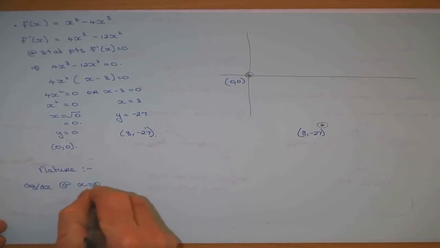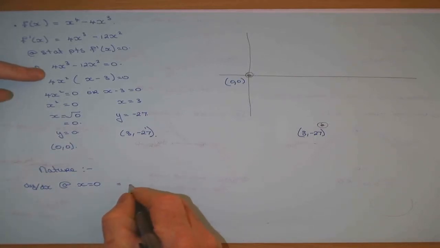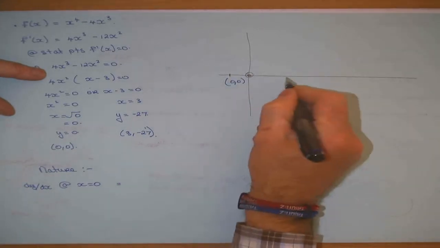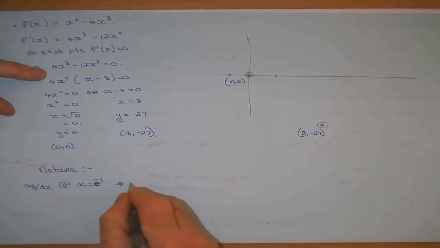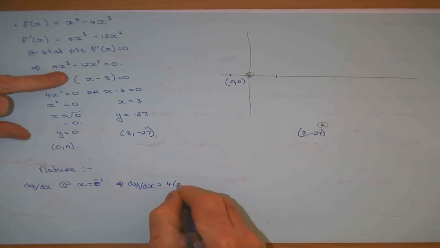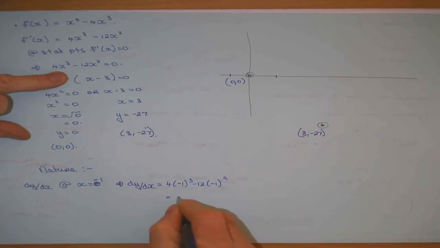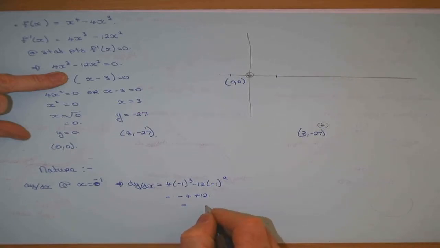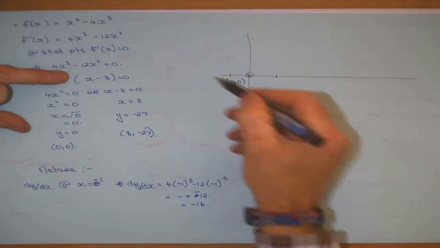at x equal to 0. At x equal to 0, dy/dx is, no, I can't take 0, so I have to go either side of the 0. At x equal to minus 1, that implies that dy/dx is equal to 4 times minus 1 cubed, minus 12 times minus 1 squared. Minus 4 minus 12, it's minus 16. So what's happening here? The graph is decreasing.